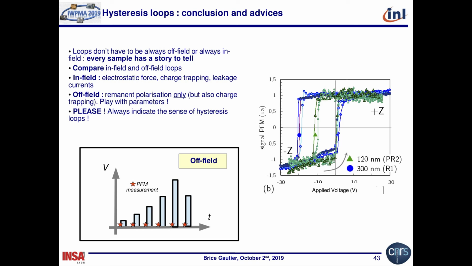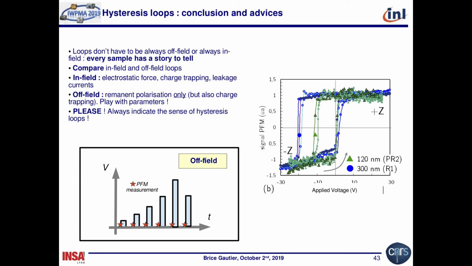The maximum information that you can get is a good thing. And the second thing is that you have to do both the in-field and the off-field hysteresis loops. Because if you are in this situation, I already talked about this sample. You remember the polarization is switching back to its original position because of the shift of the hysteresis loops. So the sample wants to be in that state and not in that state. If you are doing remnant off-field polarization hysteresis loops, then you will have nothing on this kind of sample.